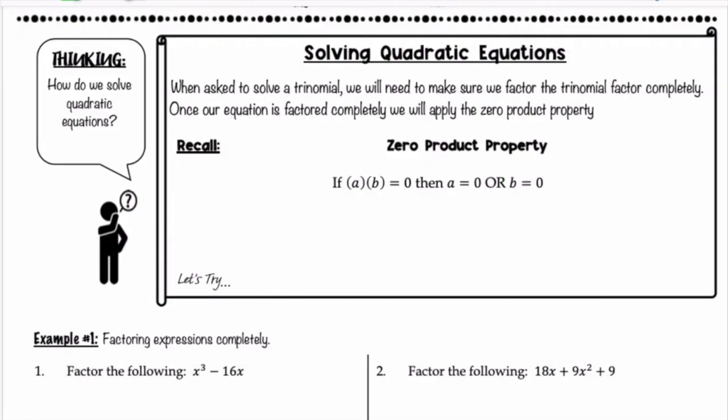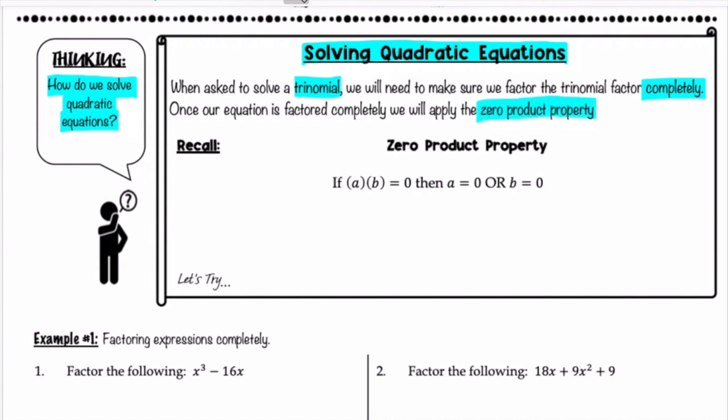Welcome to today's quick review. Today's thinking question is, how do we solve quadratic equations? So, solving a quadratic equation. When asked to solve a trinomial, we will need to make sure we factor the trinomial completely. Once our equation is factored completely, we can apply the zero product property.